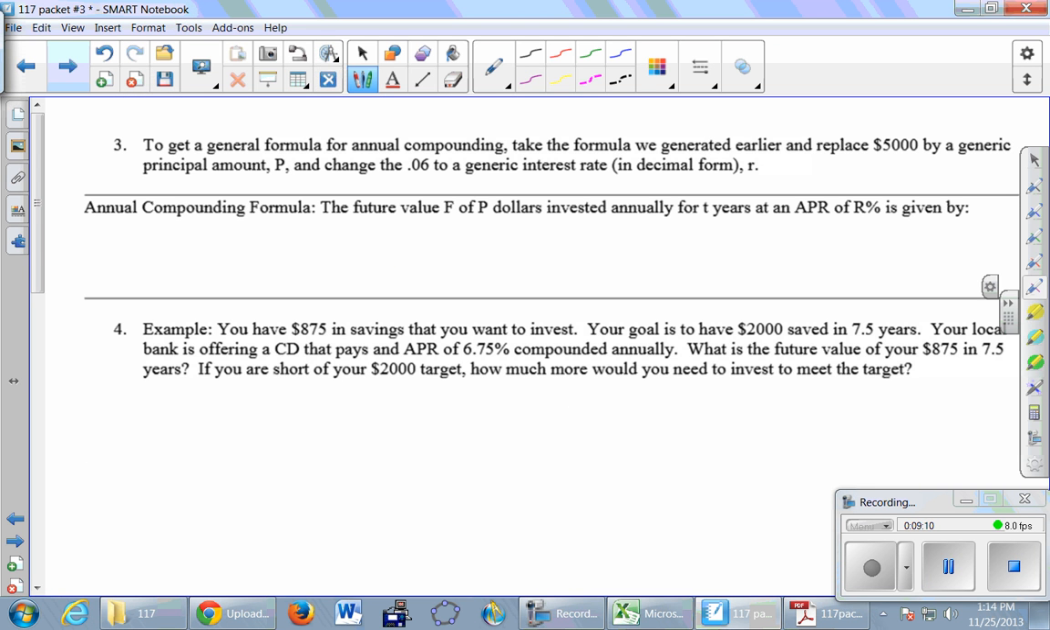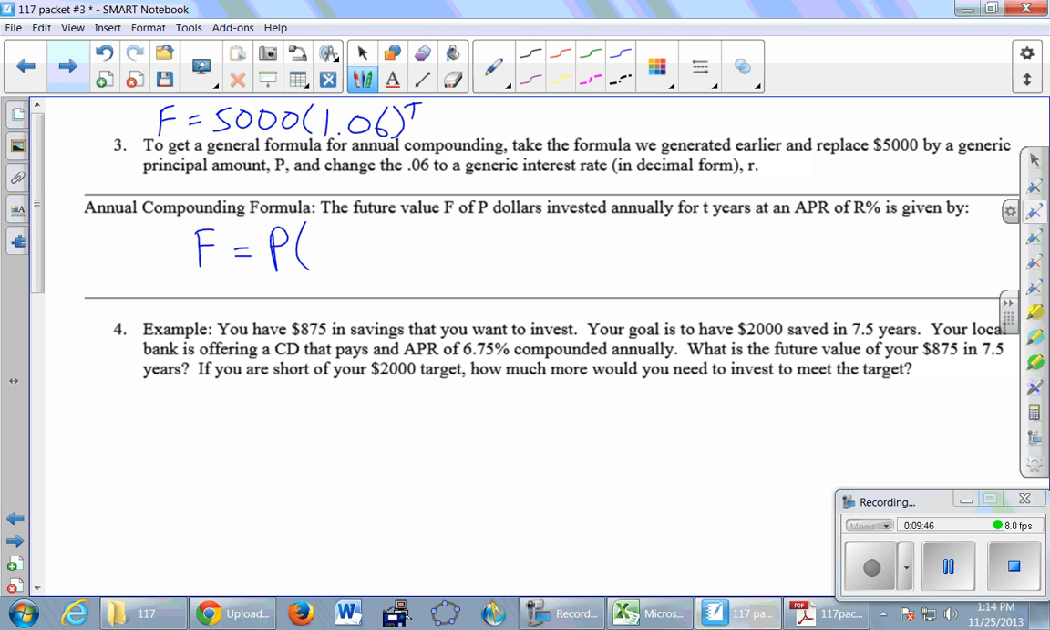Number 3, we're back to Sam. Okay, so what we ended up with was this formula. That's what we used right there, 5,000 times 1.06 to the t. So we just have to change it. Instead of 5,000, what are we calling it in general? P for principal, times.